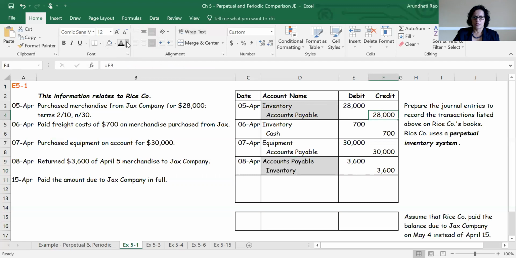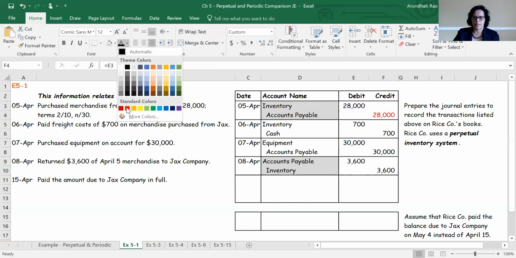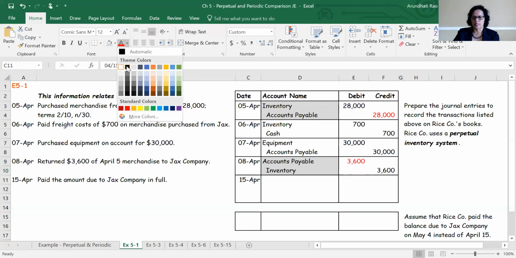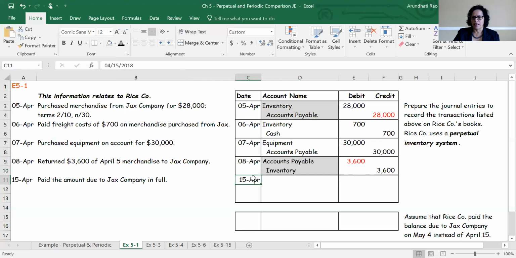So I'm going to put this in a different color so we can see this for a second here. 28,000 minus 3,600 is what I owe. So I'm paying that on April 15th. Next question is, am I paying within the 10-day period in order to get this discount, 2/10 net 30? And the answer is yes. Okay, so let's first start out with how much I need to pay.